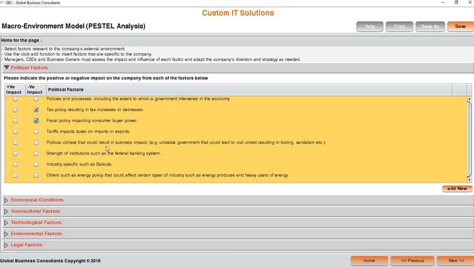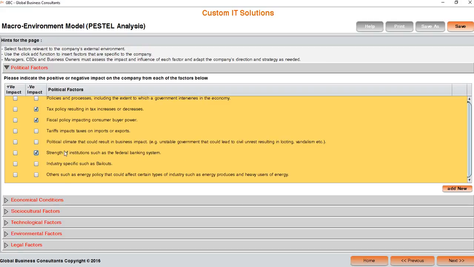Political climate that could result in business impact, and unstable government that could lead to civil unrest resulting in looting, vandalism. Again, this doesn't impact us at all. The strength of institutions such as the federal banking system tends to have an impact on us. When the GFC hit in 2009, we did see an impact in our business. So any sort of impact on the federal banking system tends to have a negative impact on us.